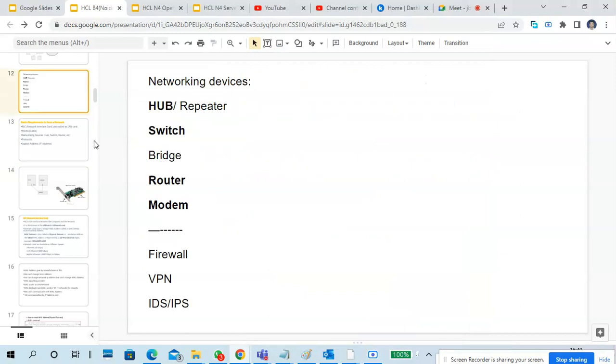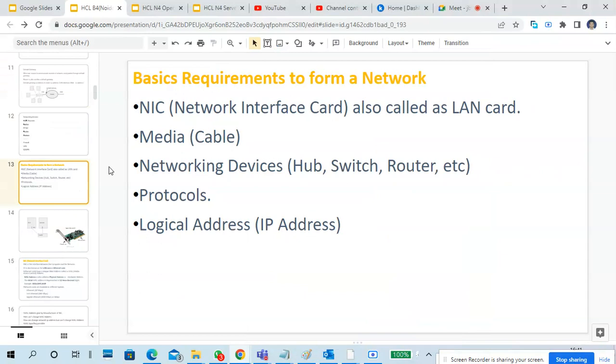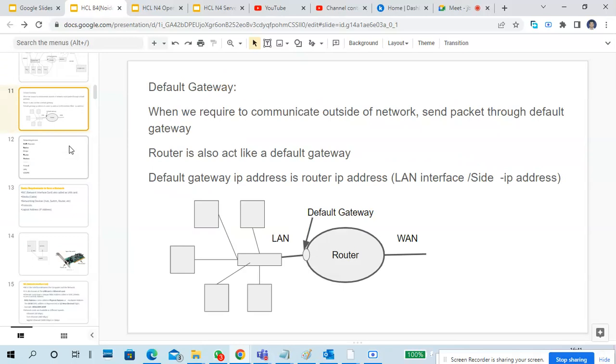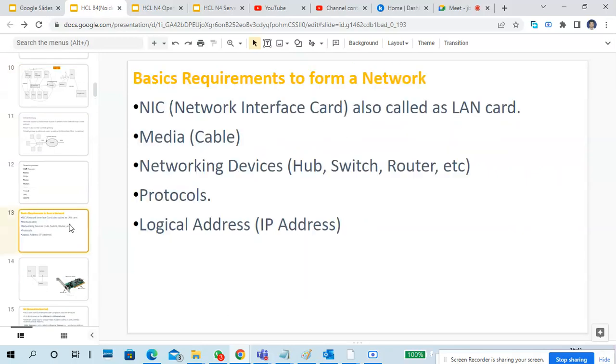Now we discussed what is a network, what is networking, internetworking, types of networks, the default gateway also we discussed, and how we are connected. Now the point is the requirements to create a network. There are a few important points, guys. I am telling now only.